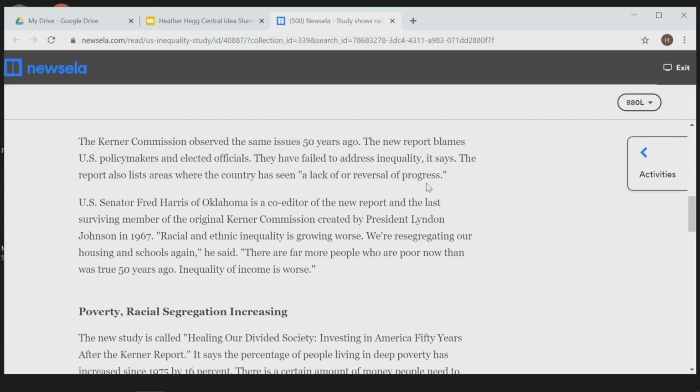U.S. Senator Fred Harris of Oklahoma is a co-editor of the new report and the last surviving member of the original Kerner Commission created by President Lyndon Johnson in 1967. Racial and ethnic inequality is growing worse. We're segregating our housing and schools again, he said. There are far more people who are poor now than was true 50 years ago. Inequality of income is worse.